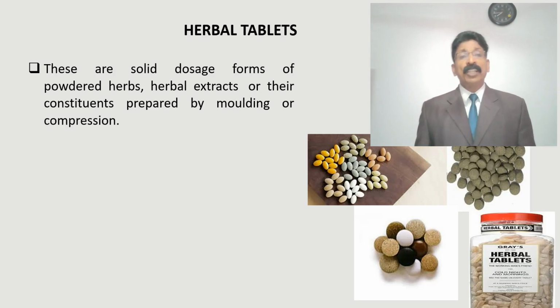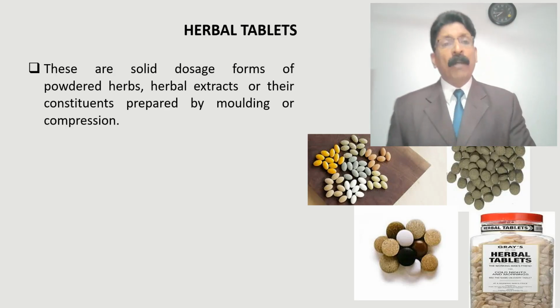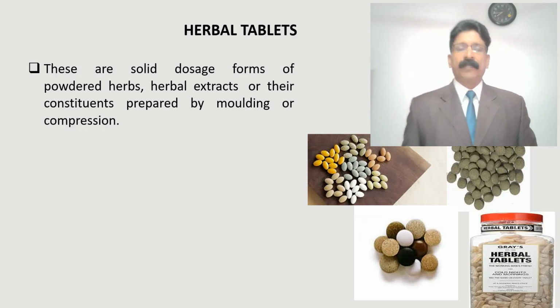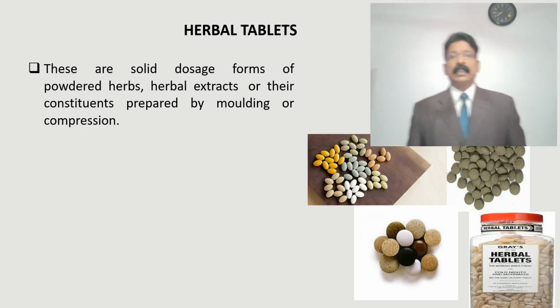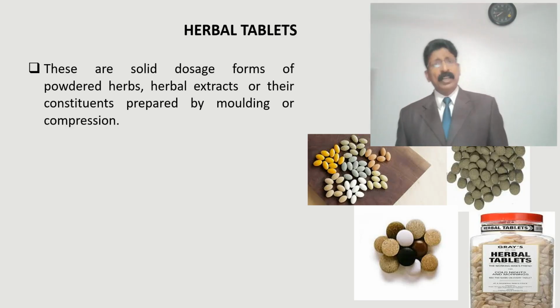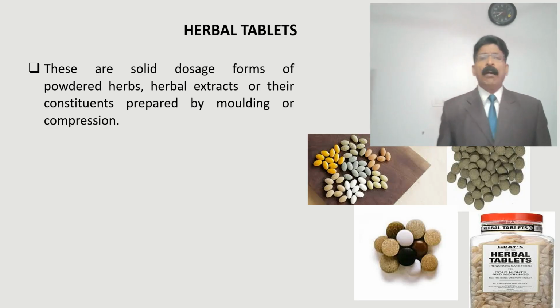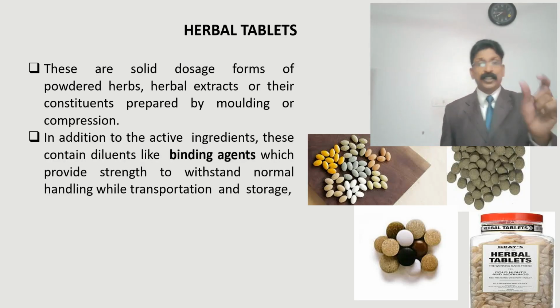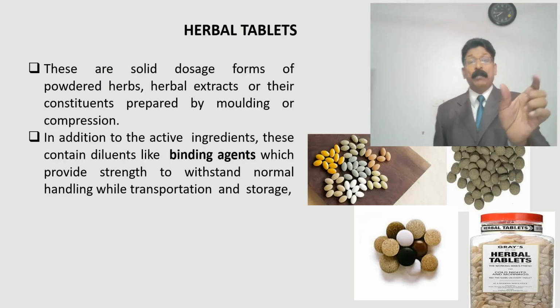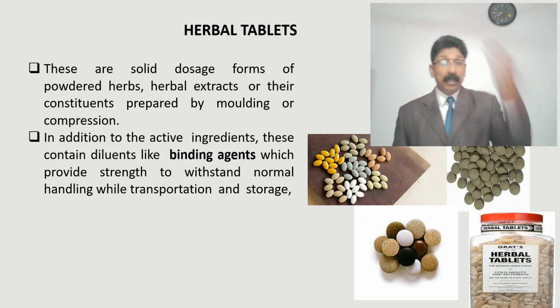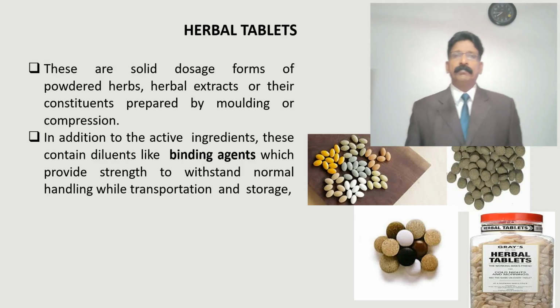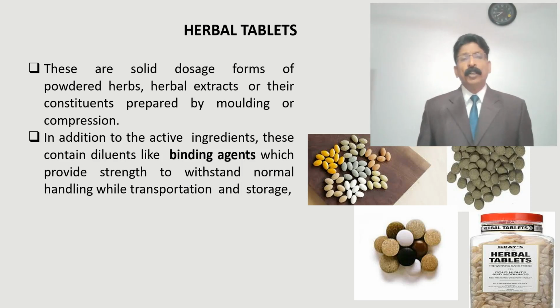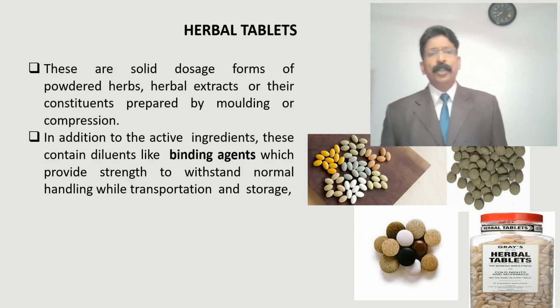These are solid or unit dosage forms of powdered herbs, herbal extracts, or their isolated constituents, which can be prepared by molding or by compression. I have given only a brief view, but there are many procedures which you studied; you can write pages on them. In addition to the active ingredient, the constituents include diluents and binding agents, which provide strength to withstand normal handling during transport and storage.